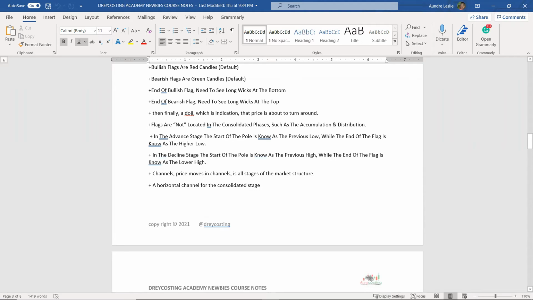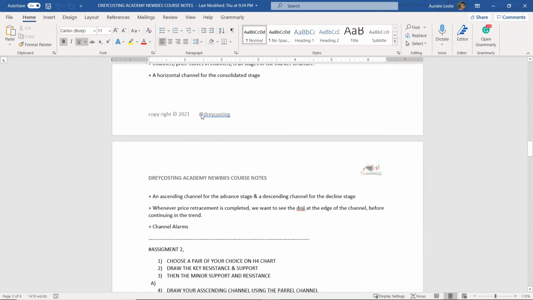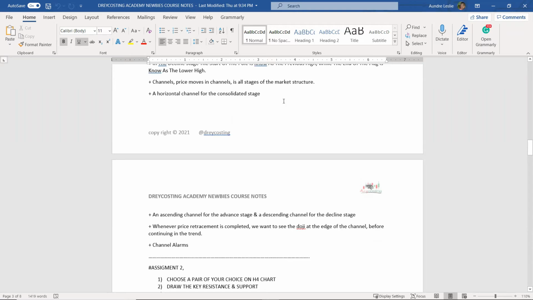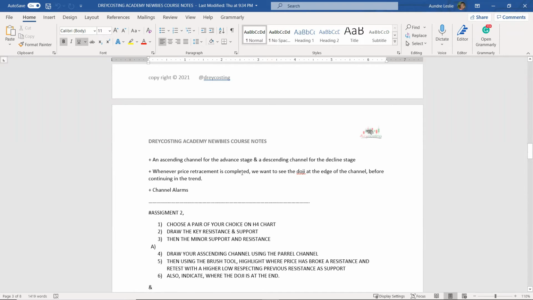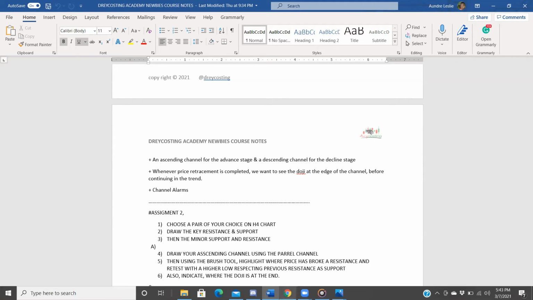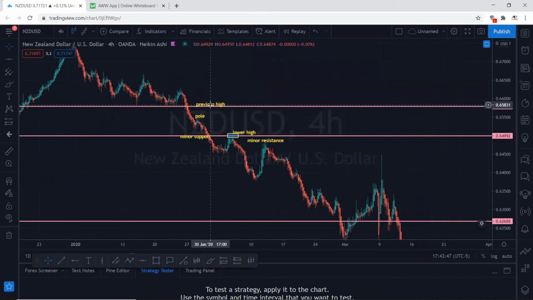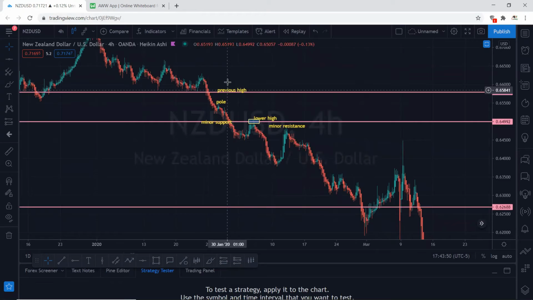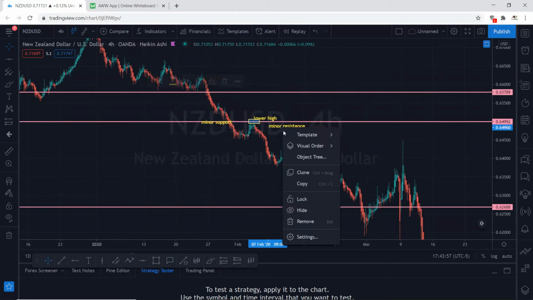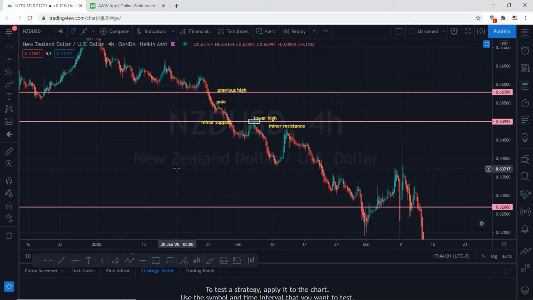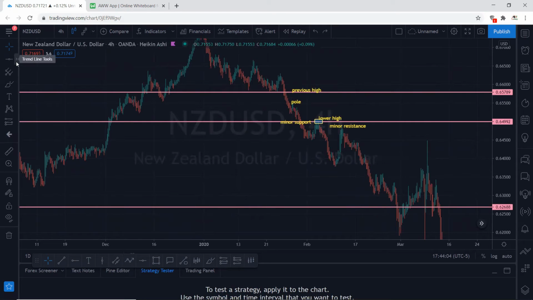Channels. Price moves in channels in all stages of the market. A horizontal channel for the consolidated stage, an ascending channel for the advanced stage, and a descending channel for the decline stage. Before I get to the last point, let me show you what I'm talking about. What I'm going to do now is extremely critical because it's one of the backbones of my trading. Look what I'm doing now, LJ, Omer, Richard, everyone.